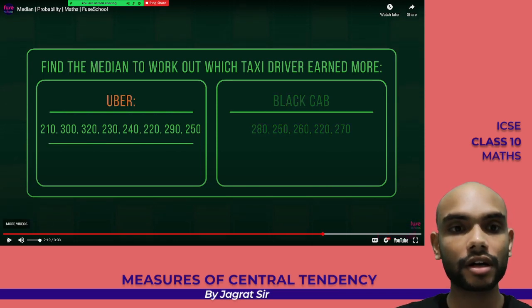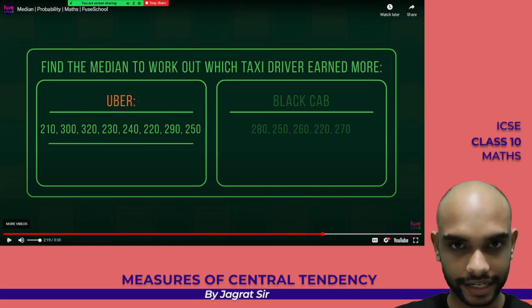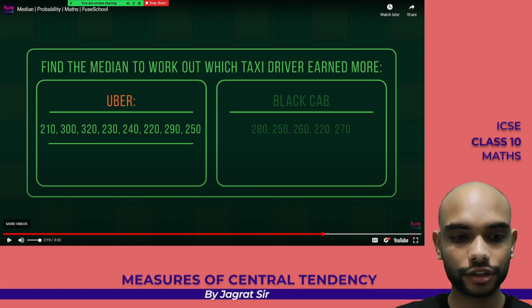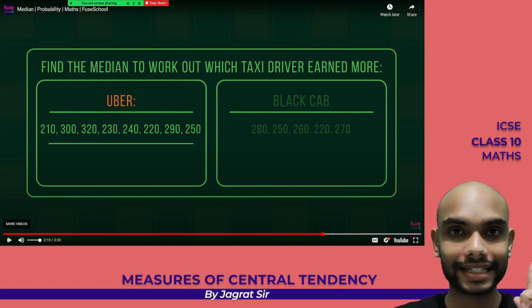So first of all, arrange the numbers into ascending order. Count them. 1, 2, 3, 4, 5, 6, 7, 8. They are 8. So middle values are 2. That is 8 upon 2, 4th and 5th. Those two, find the average of those two. You will get the answer.